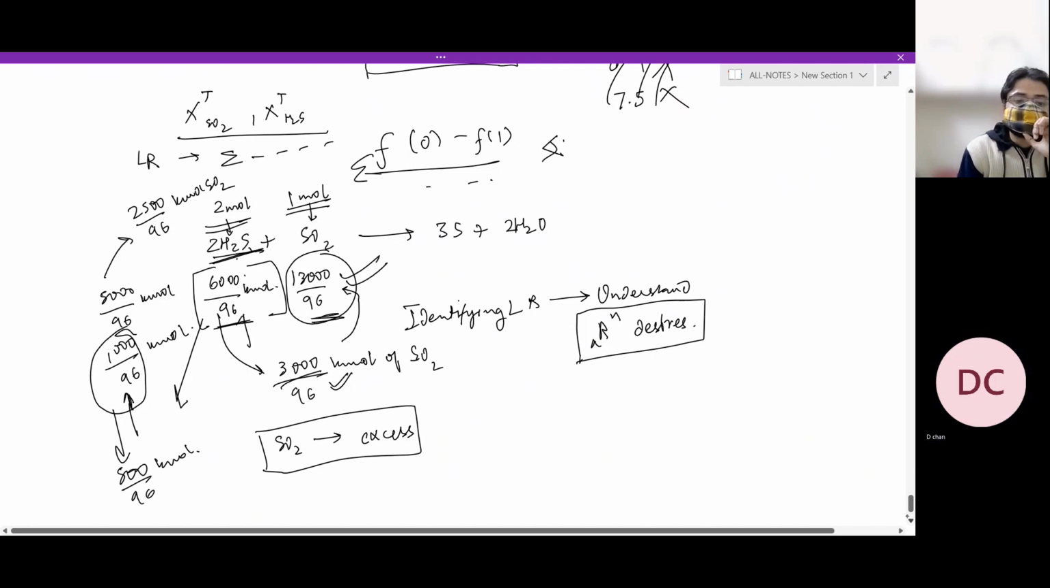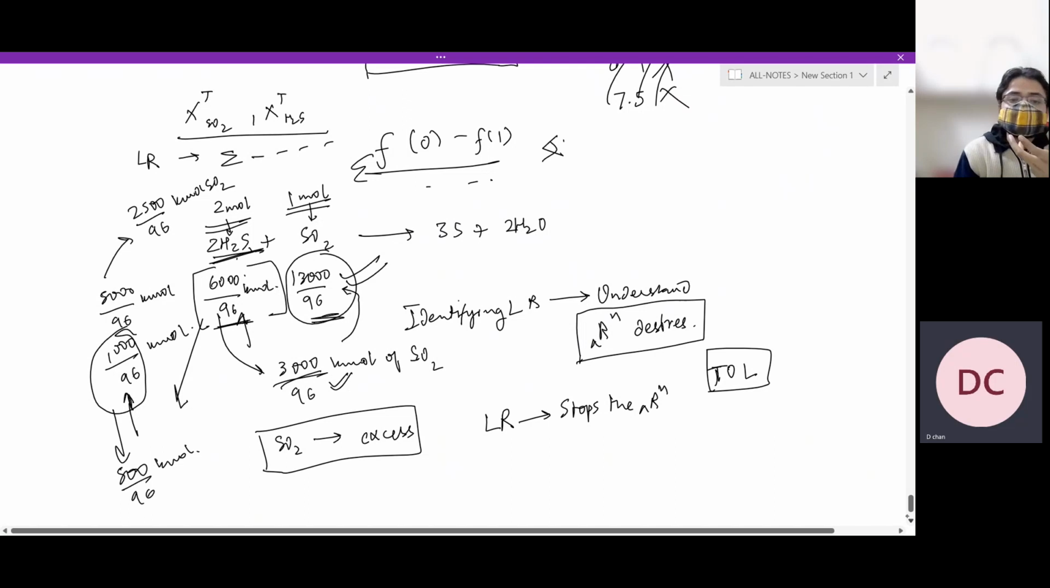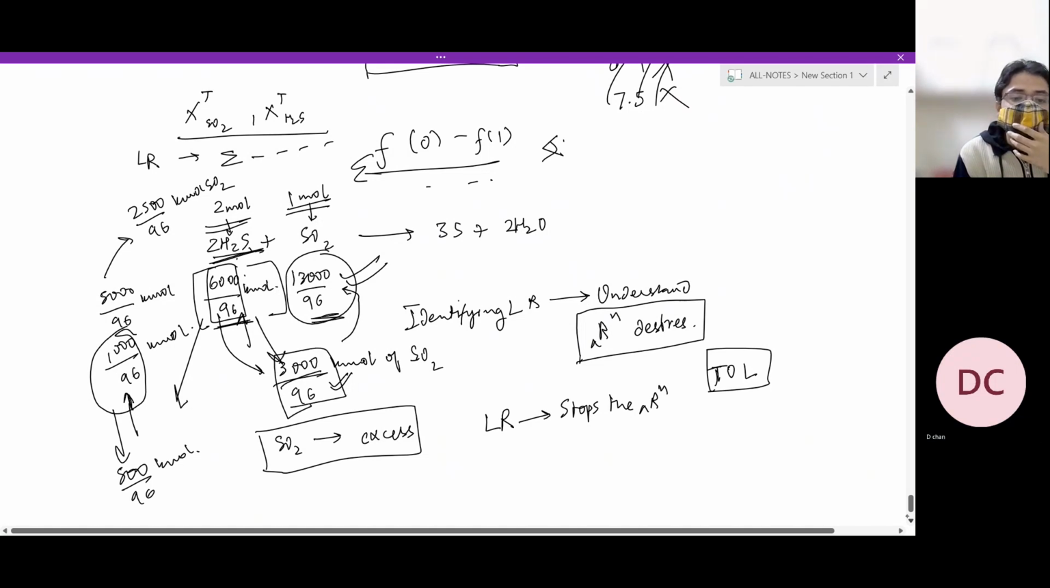So what is limiting the reaction? You understand the limiting reactant as something that stops the reaction, okay? Just understand it as a numerical tolerance. When does the reaction stop by itself? What does the reaction want? The reaction wants to react only 6,000/96 kilomoles with 3,000/96 kilomoles of sulfur dioxide, but you're supplying much more than that. So of course the reaction will not touch this part, the leftovers. So the entire hydrogen sulfide gas will be the limiting reactant of this reaction.